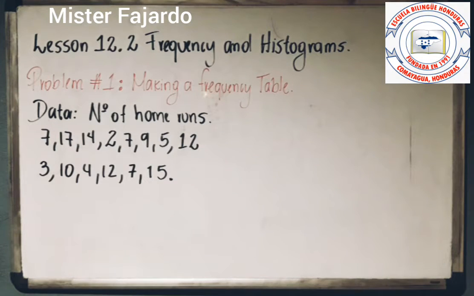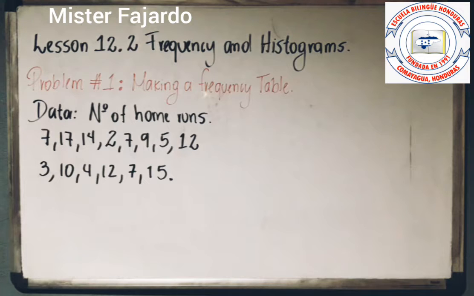El día de hoy vamos a ver lo que es la lesson 12.2, that is talking about frequency and instruments. Okay, it's really easy to do, but you need to know so many concepts. For example, you need to know that the frequency of an interval is going to be the number of data values in that interval. We are going to divide information in intervals, and then it's going to be really easy to know how you need to work.